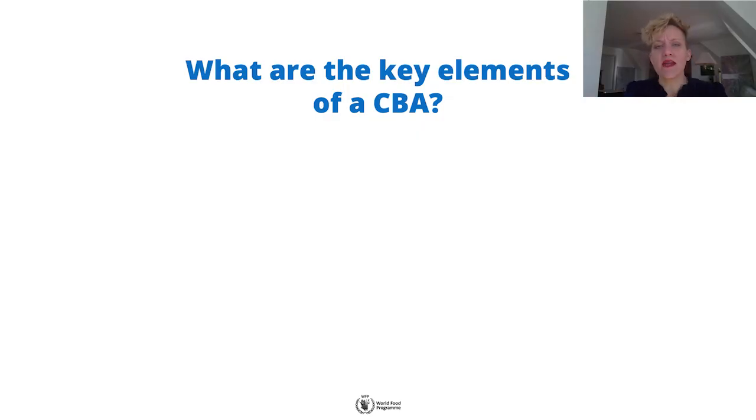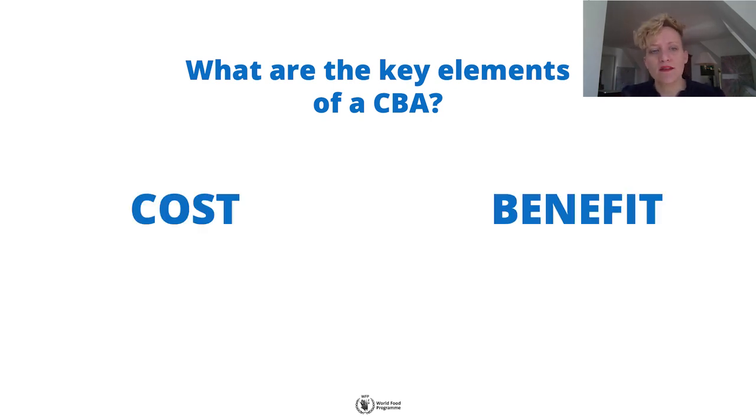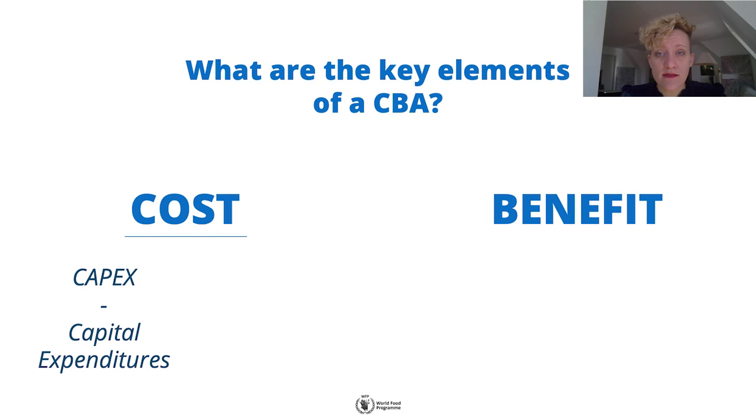So what are the key elements of a cost-benefit analysis? Well, it actually says so already in the name: the costs and the benefits. So how can you calculate cost? There are two key categories of cost that we will look at: CapEx, capital expenditures, and running cost. It is very important to separate these two categories clearly in order to achieve the objectives of the analysis.